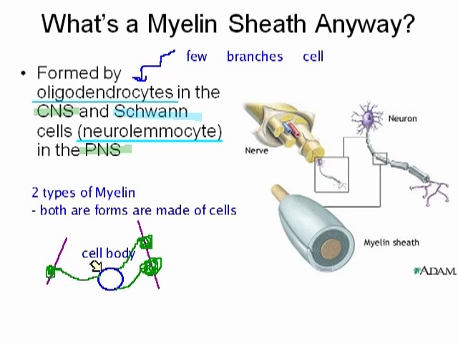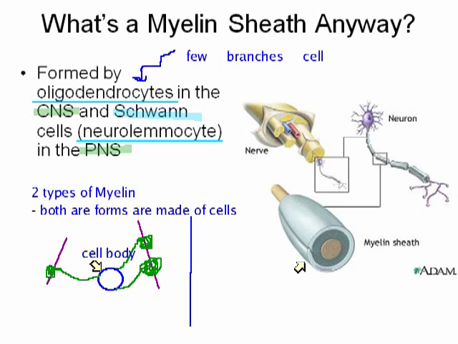Compare that with what we see with Schwann cells. With a Schwann cell, this is what we see: the entire cell, nucleus and all, is wrapping itself around the axon. One Schwann cell, one segment of myelin sheath. One oligodendrocyte, many sections of myelin sheath.